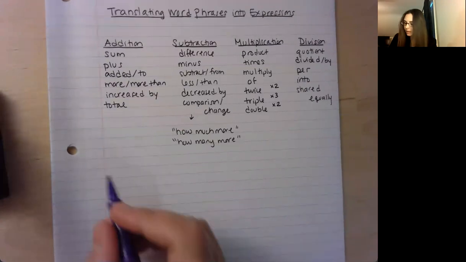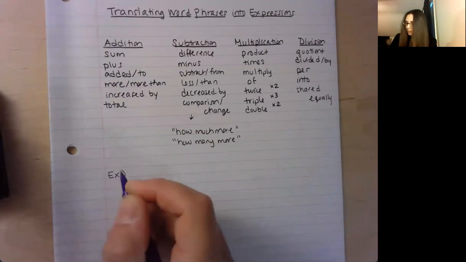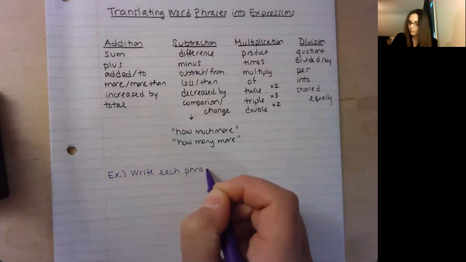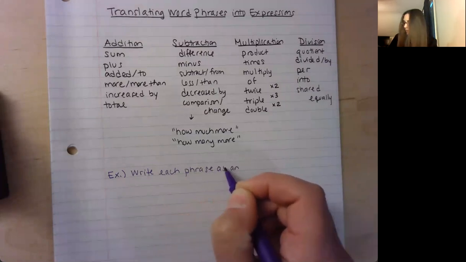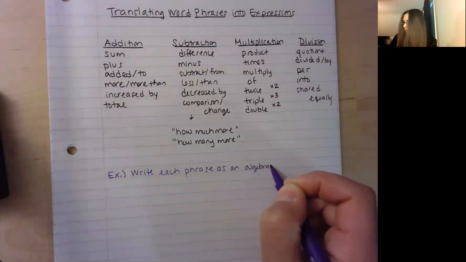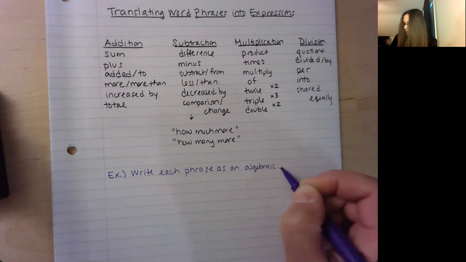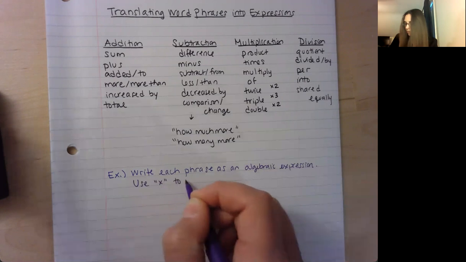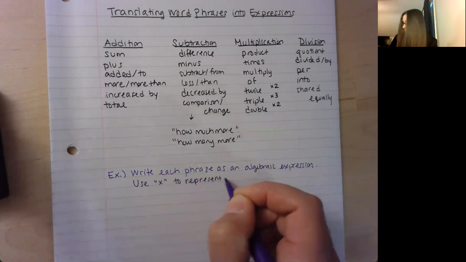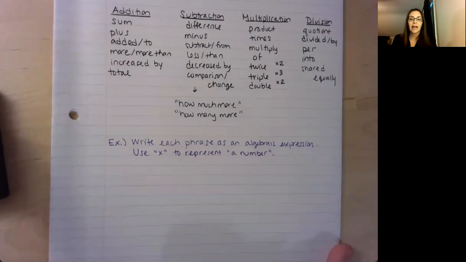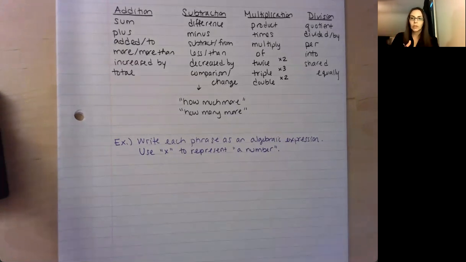All right, so let's do some examples here. Okay, so we're going to write each phrase as an algebraic expression, which means to take the words in English here and transfer them into math. That's really what we're looking for. And we're going to use X as our variable.